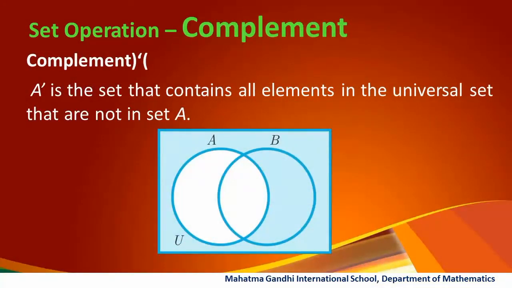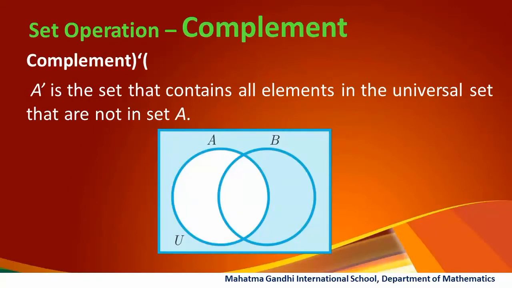The third one is the complement of a set. A complement is the set that contains all elements in the universal set that are not in set A. Look at the Venn diagram. That blue shaded part is A complement. The white one is A. So all the blue shaded part is A complement, the set that contains all the elements in the universal set that are not in set A.